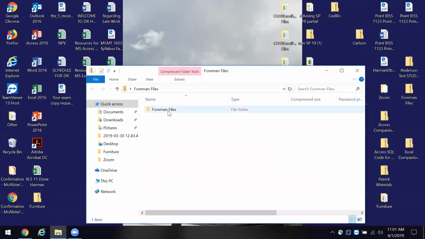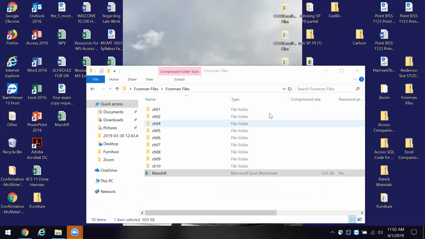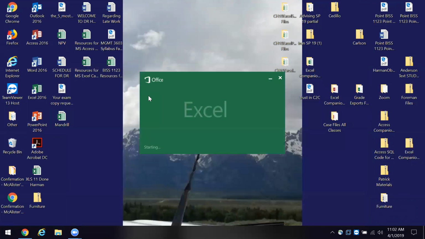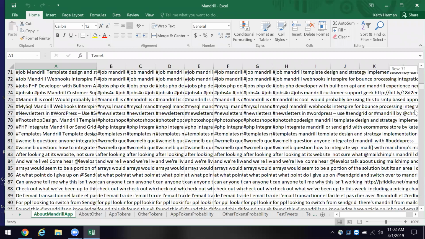In this case, what we're going to do, and there's the Mandrel case, I'm going to copy that and throw it on the desktop. We're going to take a set of tweets and try to find out if those tweets have anything to do with a product that these folks at MailChimp offer. When you open up the file, you'll see that he's got a set of tweets. I think there's 120 of them, whatever it is.